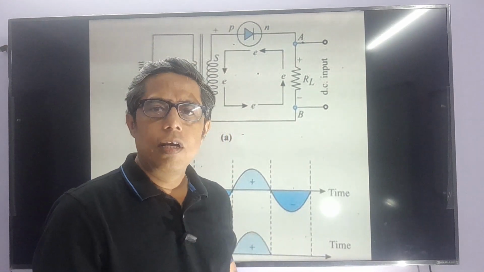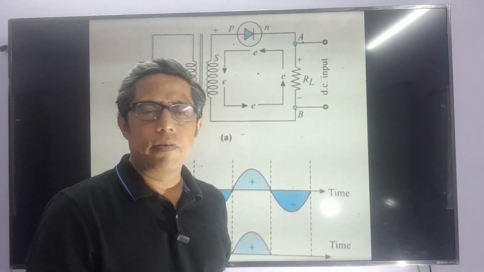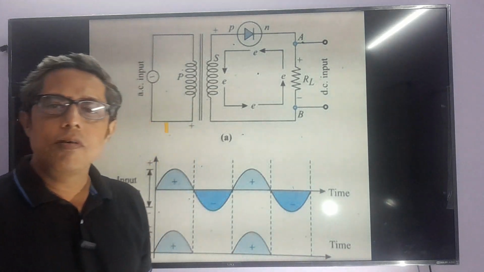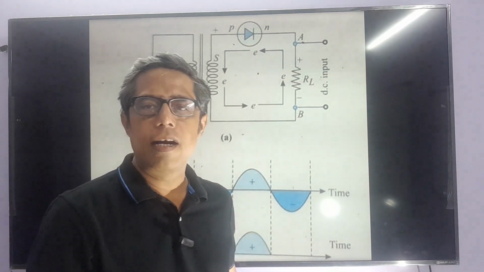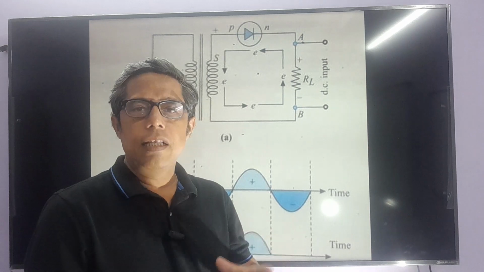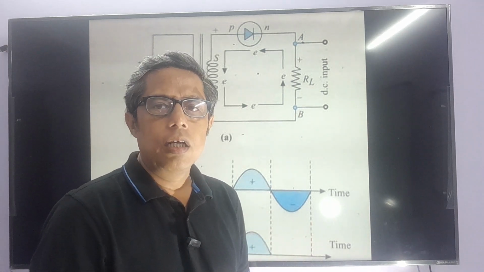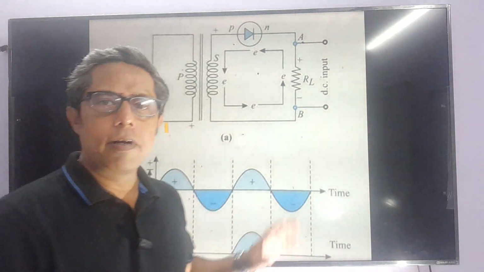Today's session is on half wave rectifier and full wave rectifier. So what is the use of this rectifier? Rectifier means whenever we are applying an AC current in a circuit, we will be getting the DC current. Okay. So this rectification I will explain you now.